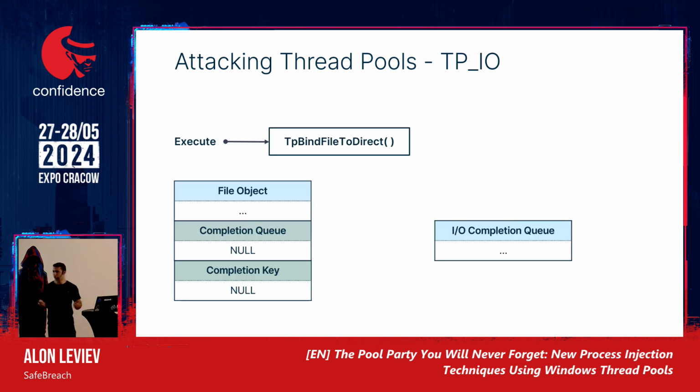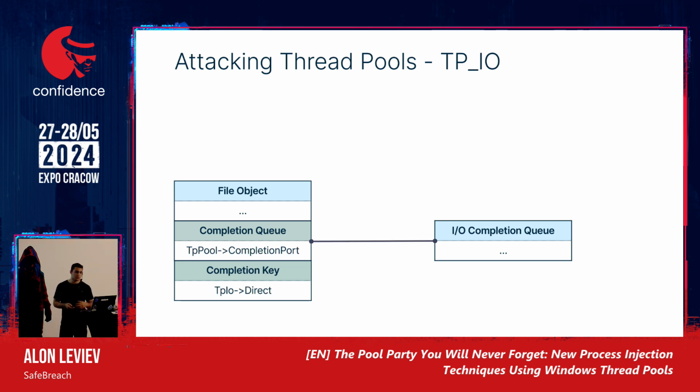So let's have an illustration to see how it actually works. Consider that we have a file object without a defined queue and an empty key. You can see the file object illustration on the left. And consider that we also have an empty queue, which you can see on the right. Calling the bind file to direct function will result in the completion queue of the file object pointing to the thread pool's one, and then the key pointing to the direct structure. At that point, as I said, this is just a setup, and you will see that the queue is still empty, right? Because no operation on the file occurred yet.